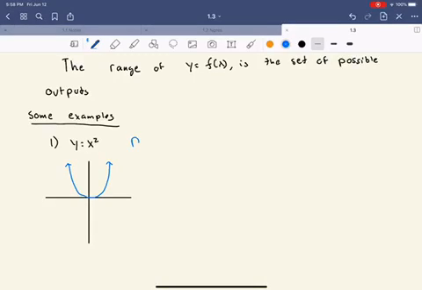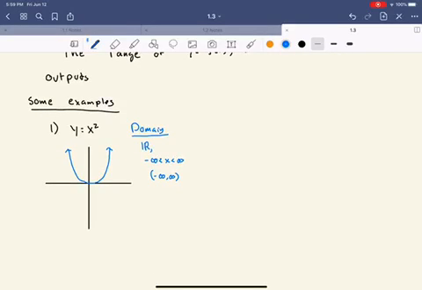Okay, the domain, well, there's no restrictions on x. X can be anything. Okay, I'm not doing any division here. I'm not taking any square roots. I'm squaring, but not taking a square root. So the domain, I'm going to write it as all real numbers. I could also write it as negative infinity to infinity. All three of those can be used for the domain.